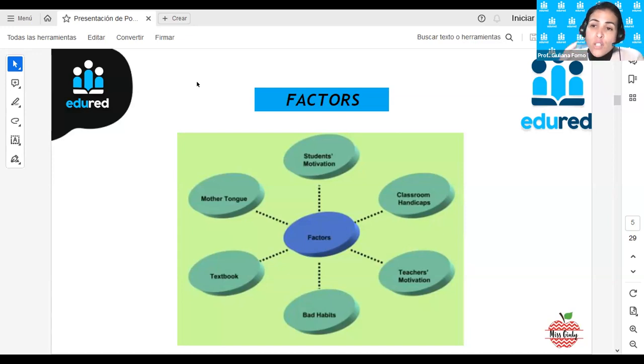What happens if you teach a CAE preparation exam in fourth secondary and you have a student that is new, that hasn't studied English in his or her life? She's not going to be able to do what you're trying to do because it's not going to be her level. We need to be clear about this.